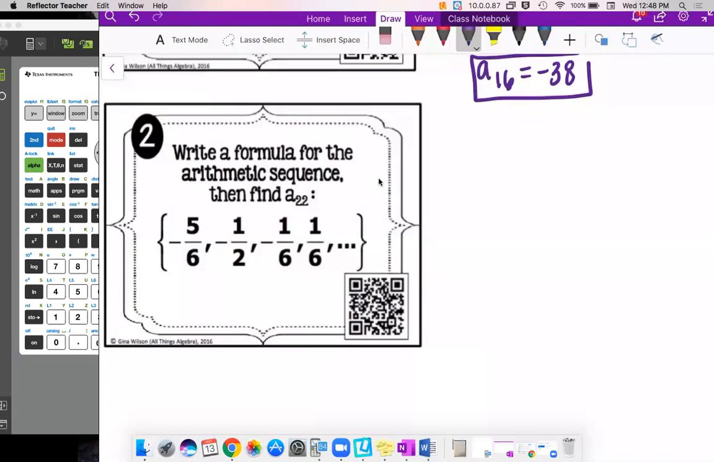Okay? Next one, it says, write the formula for the arithmetic sequence and then find a sub 22, so the 22nd term.